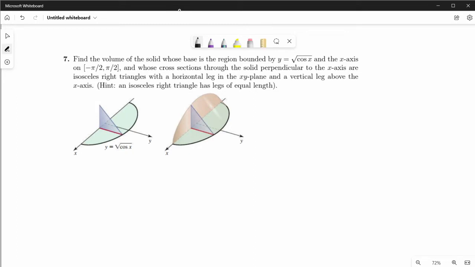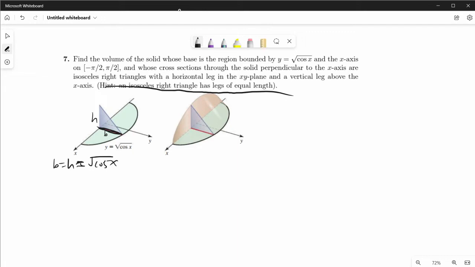For number 7, we have this graph of an isosceles triangle, and we are given the y component of how long this base is. We are to find the volume that it creates when you go through this entire semicircle. So first, the idea is that for the isosceles triangle, the base and the height are the same. The hint: base equals height equals whatever the y value is at that x, which is the square root of cosine x.